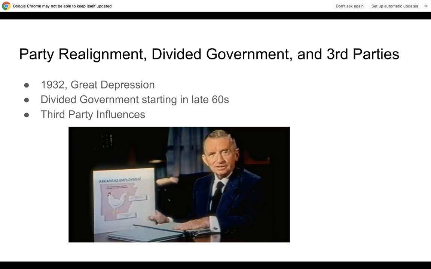All right, so party realignment, divided government, and third parties. Party realignment is like shifting party loyalty. I used to be Republican, now I'm a Democrat, vice versa. What happens is not just as an individual, but a party shifts its loyalties. So it's not that I change, it's that the whole party shifts things.